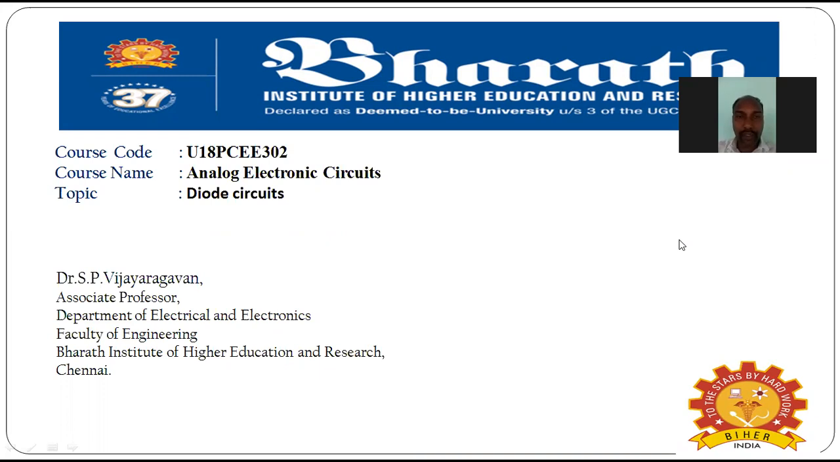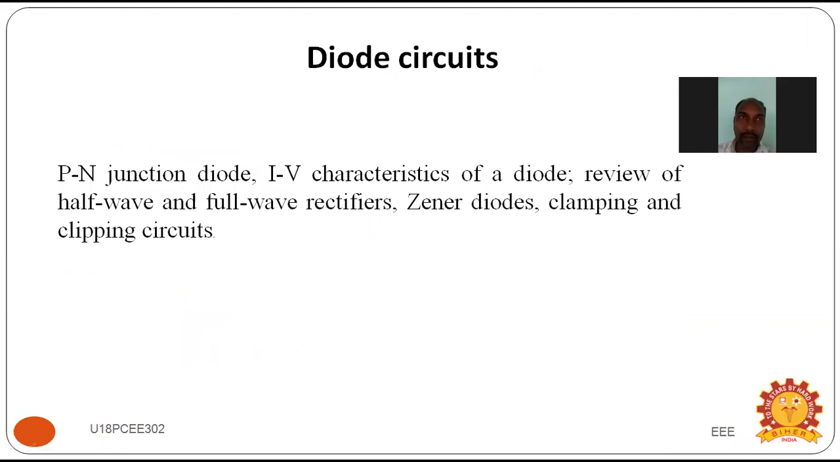Today the subject is analog electronic circuits. The topic is diode circuits. First, we should know what a diode circuit is. This is the PN junction diode. What are the contents? What are the topics we should cover?